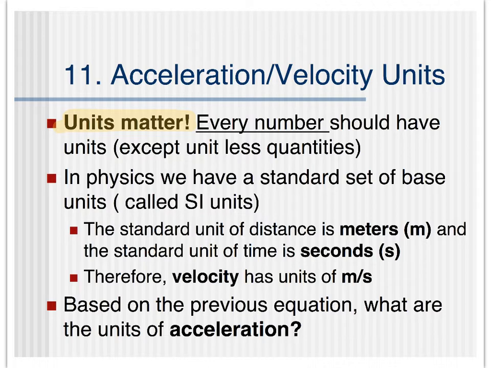Now you probably remember from chemistry class that there is a standard set of base units in physics and really in science in general called the SI units. So the standard unit for distance, the standard SI unit, is the meter, and the standard unit for time is the second. All right, that means that velocity, which is a distance over a time, okay, is in meters per second in physics class and in science in general. We don't use miles per hour, we use meters per second. All right. So based off of that previous equation and what you now know about the standard for distance and time, think for a second about what the units for acceleration should be.